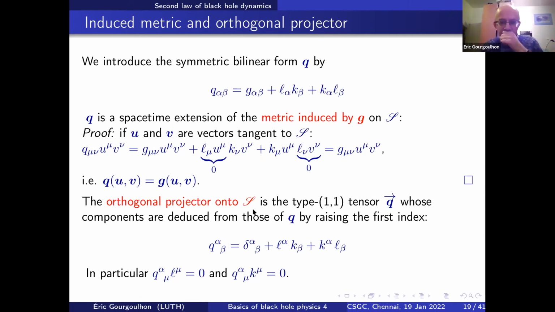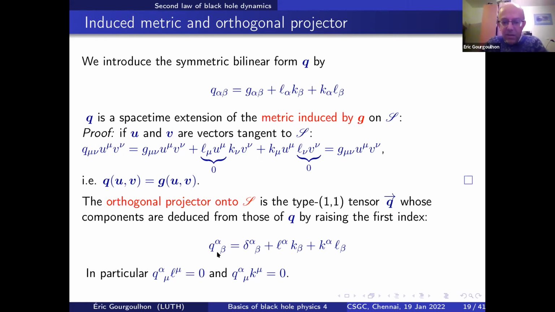But in all the remaining, I am considering that this Q is really a space-time tensor field, not only the metric on S, but a more general thing. In particular, if I raise the first index with the metric G, it will give me delta, and here I will have vector L, and here I will have vector K. Then this is a type 1-1 tensor field. So we may consider it at each point as being an endomorphism of the tangent space. And this endomorphism is nothing but the orthogonal projector onto the surface.